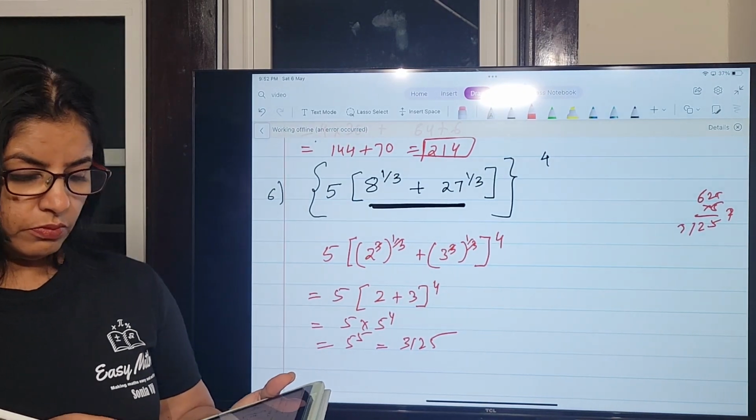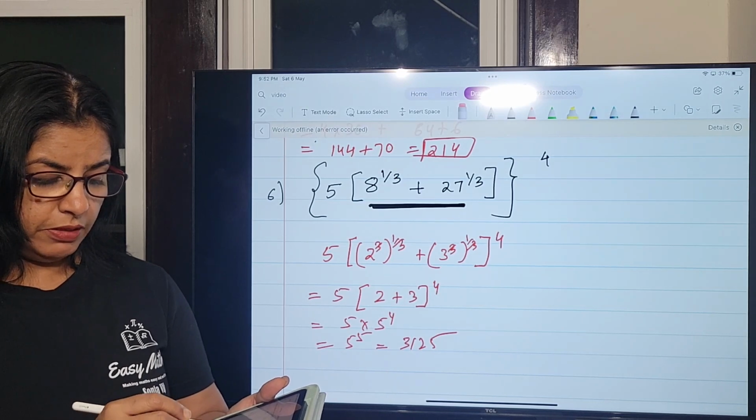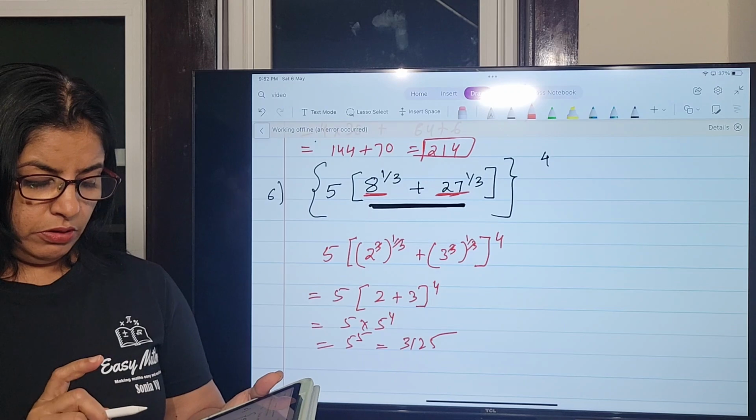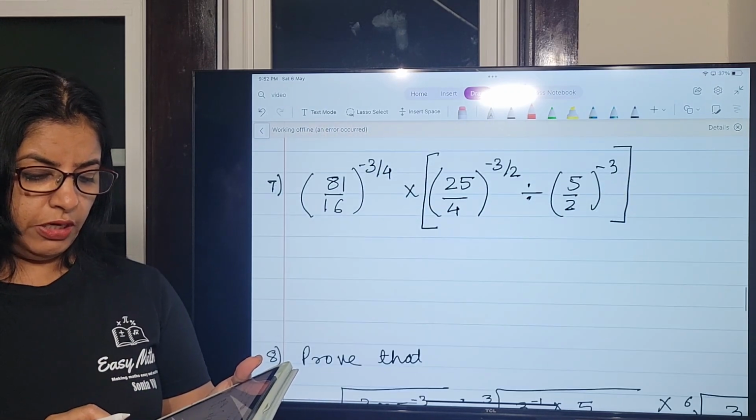Okay. So what did we do? We did not apply the laws here. We simply applied the laws at this point, got 2 plus 3, and solved it further. Moving on to the next question.